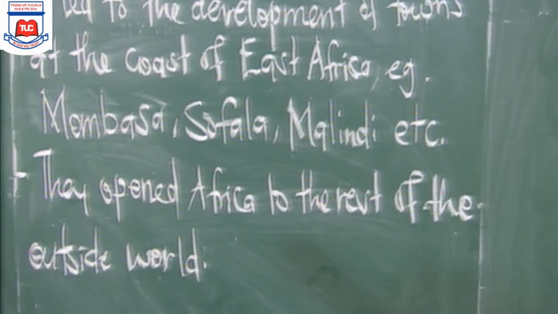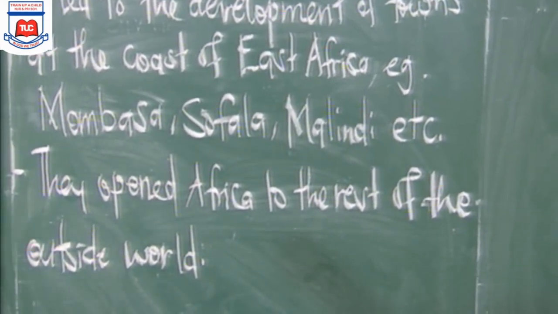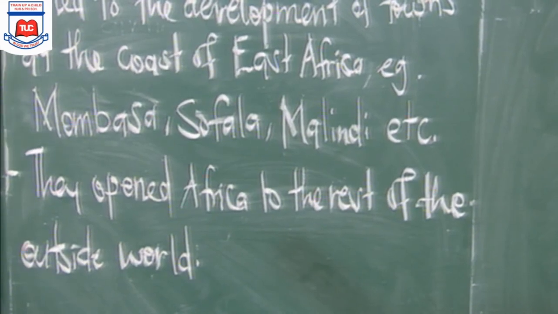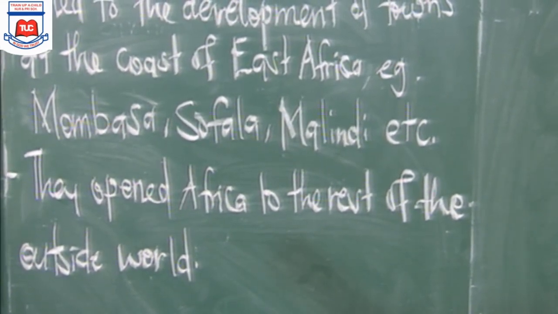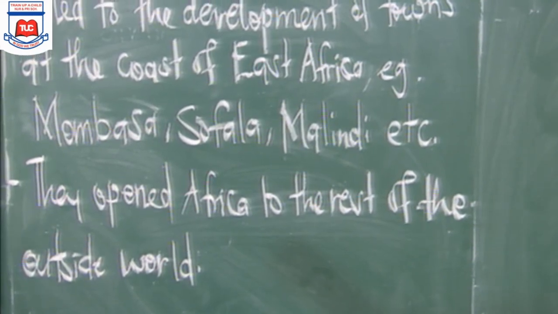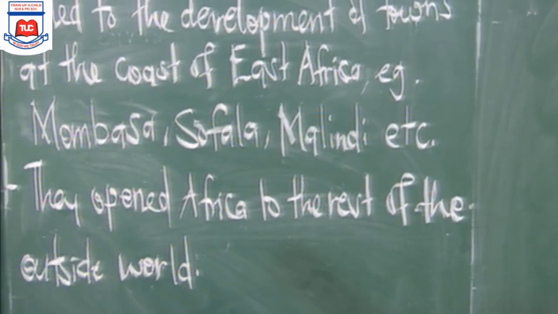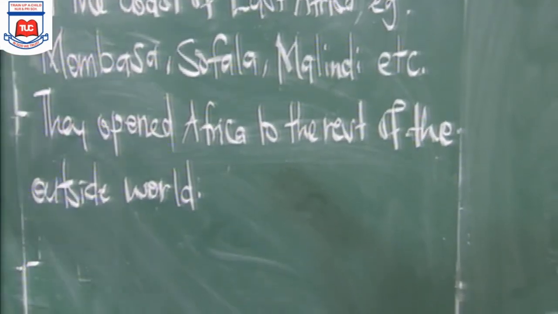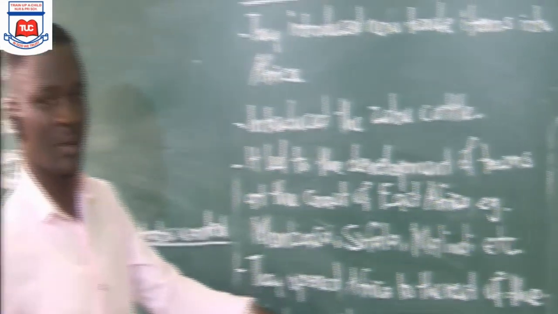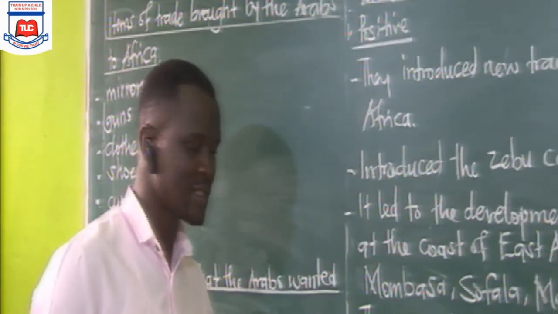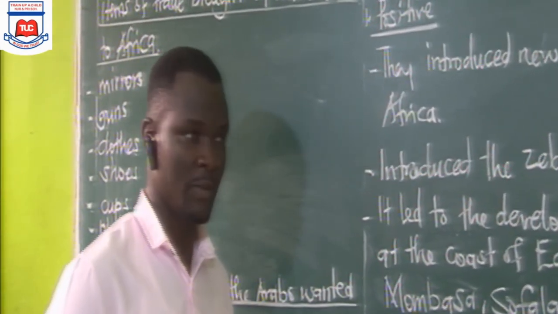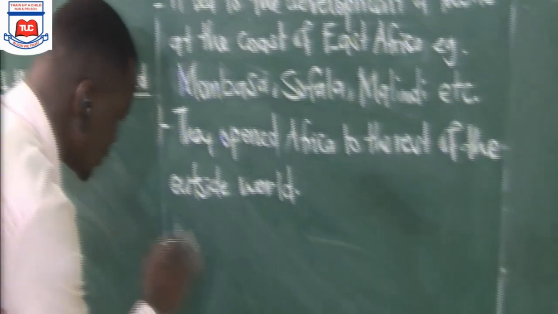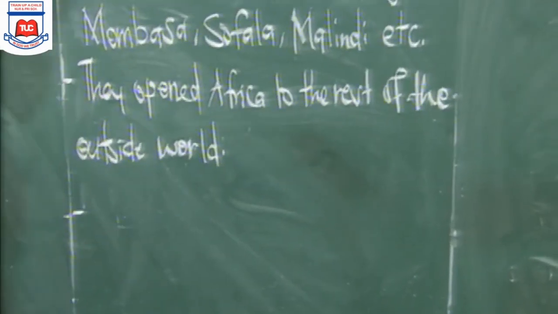Then lastly, somewhere in our discussion we talked about new races or new people or new groups of people being introduced. So in our last point, we shall be saying that these Arabs intermarried with some Africans, and that was able to give rise to a new race of people. So our last point on this positive effect, that was good, of course.